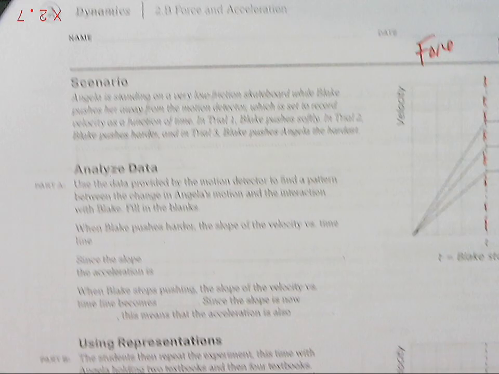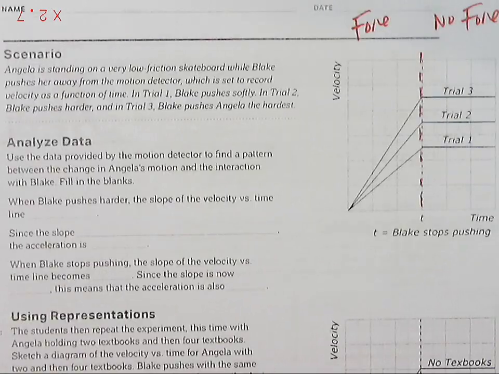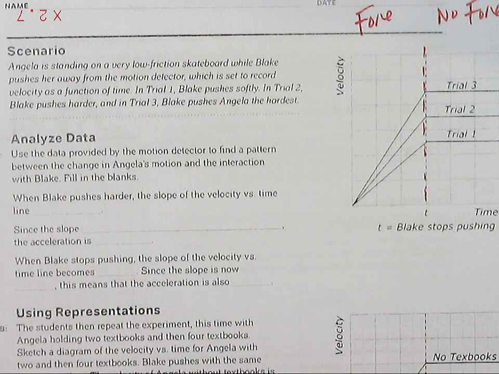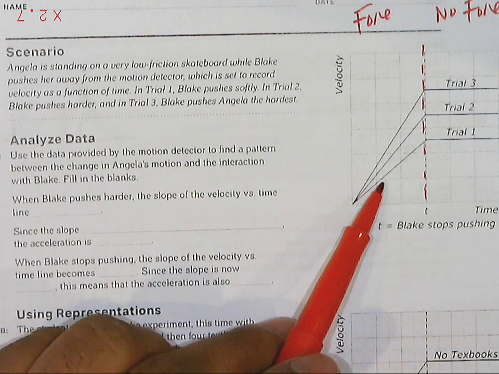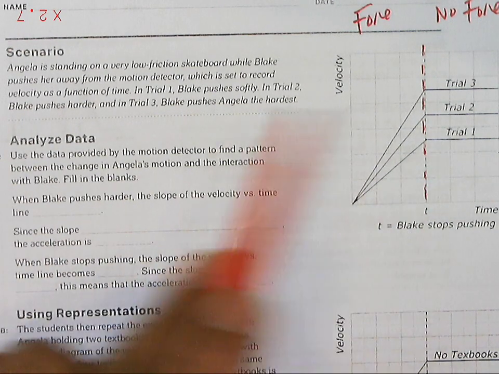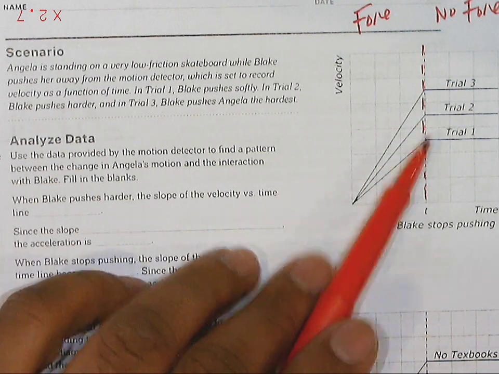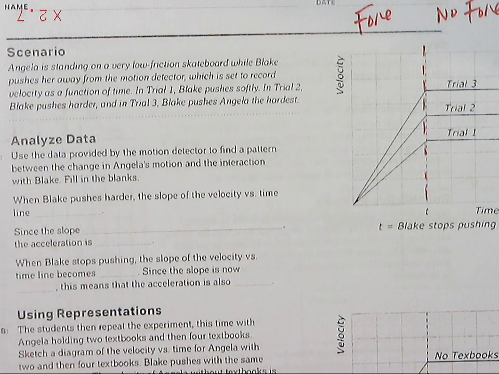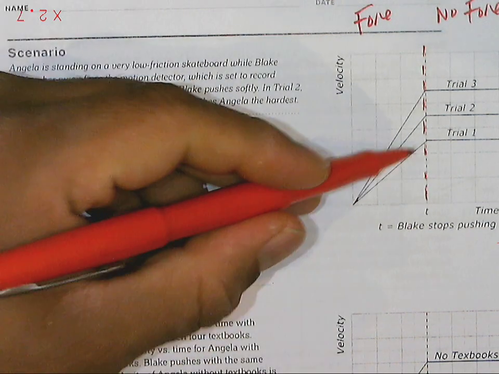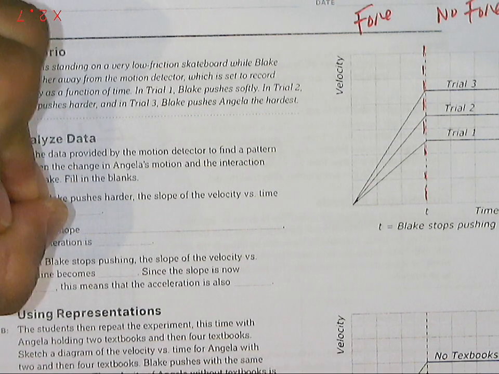Okay, so they're really trying to get us to understand how we analyze this data, or how we look at these graph sets. If you look at it, when Blake pushes harder, trial 3, the softest, a little bit harder, the hardest, the slope of the velocity versus time graph, you can say what's happening to the slope. Pretty evident what's happening to the slope. It's increasing.